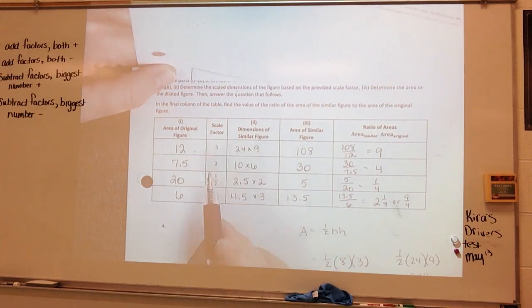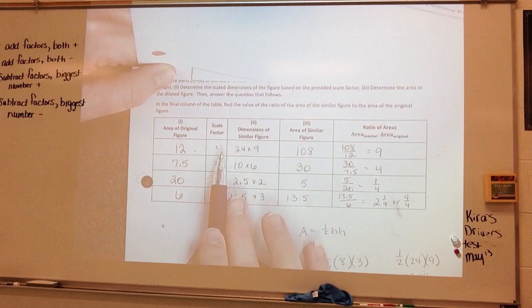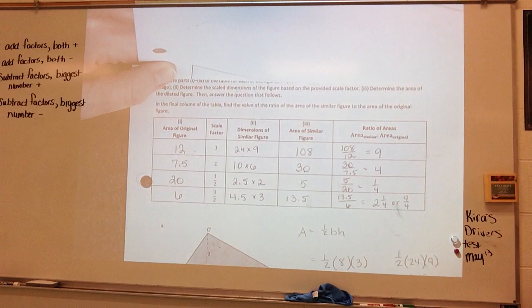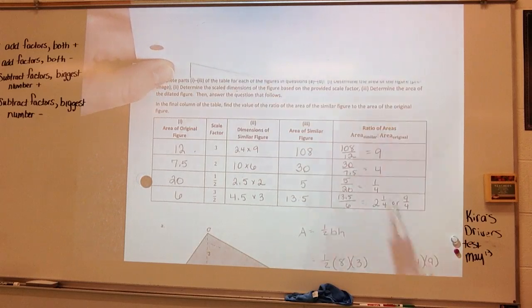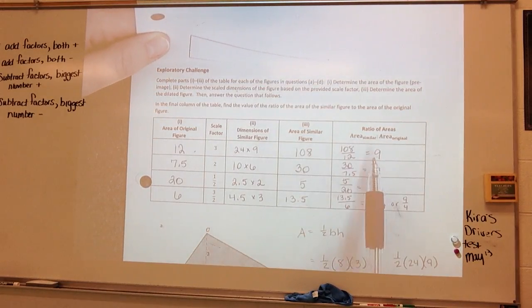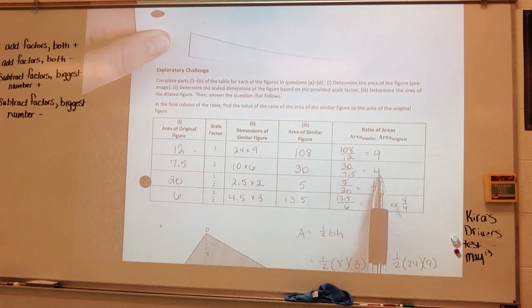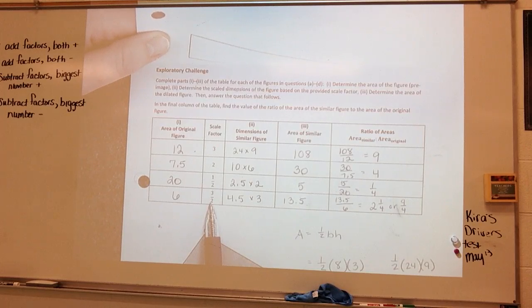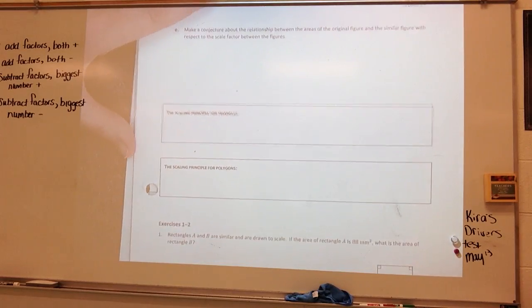Well, let's just take the first one. I have 12, I have 108. I'm looking at a scale factor of 3. Look at the ratio of my areas. It's 9. It seems as though the value of the ratio of the area of the similar figure to the area of the original figure is the square of the scale factor. Look, square that scale factor, I get 9. Square that scale factor, I get 4. Square 1/2, I get 1/4. Square 3/2, I get 9/4. Alright?